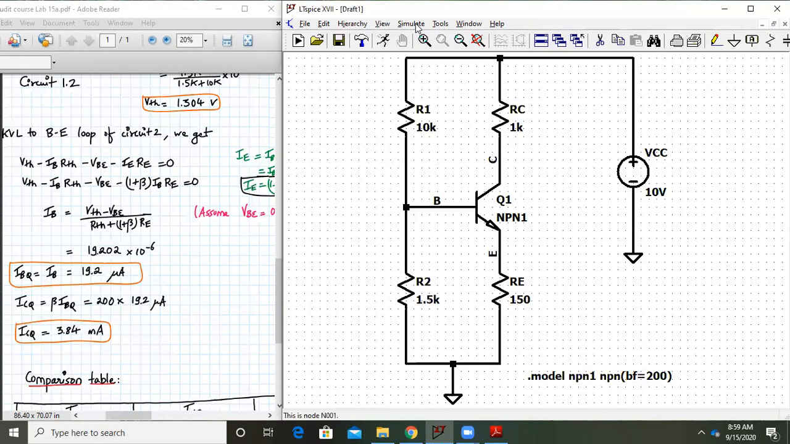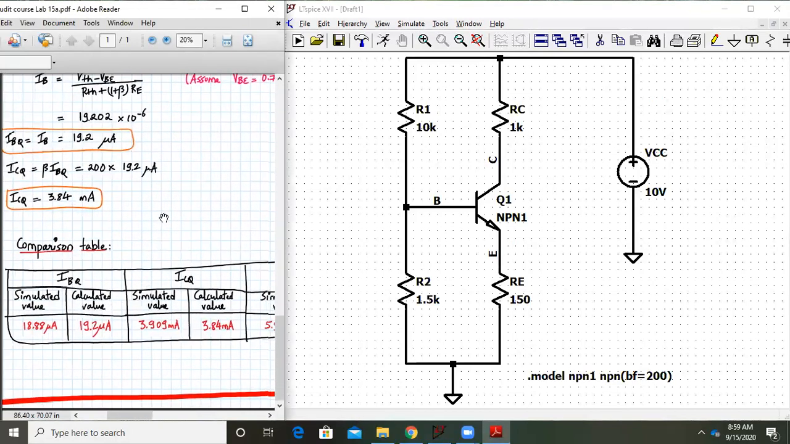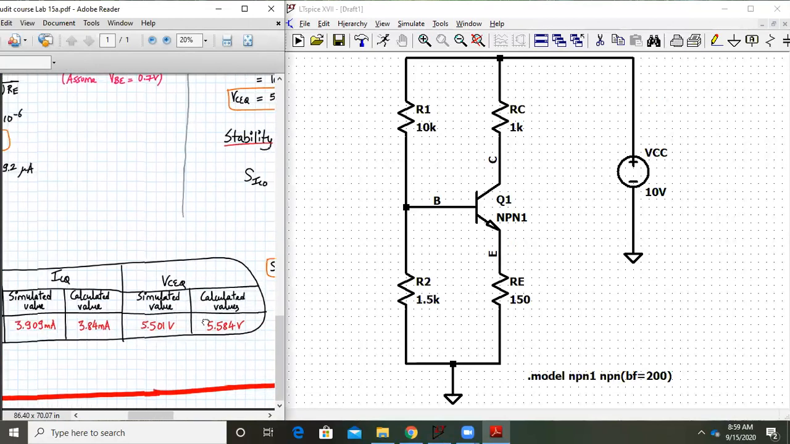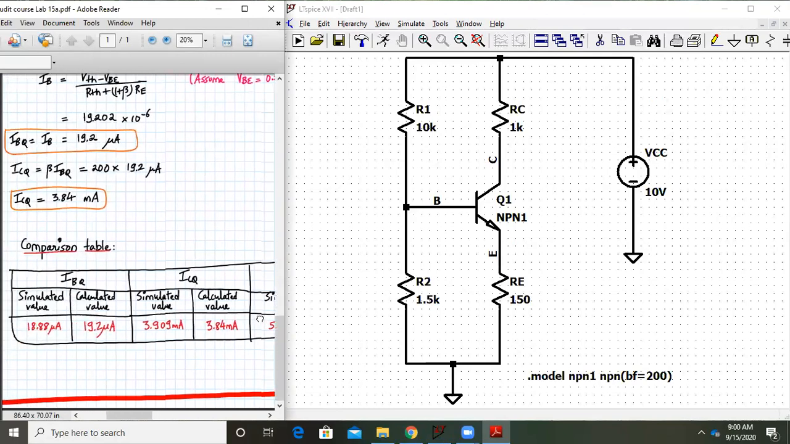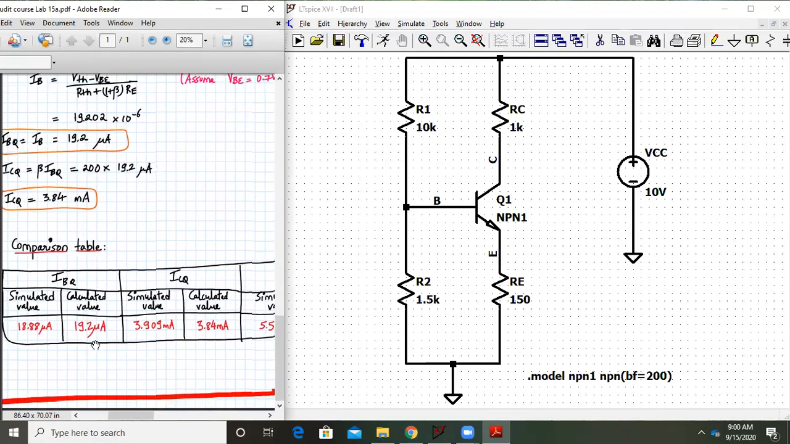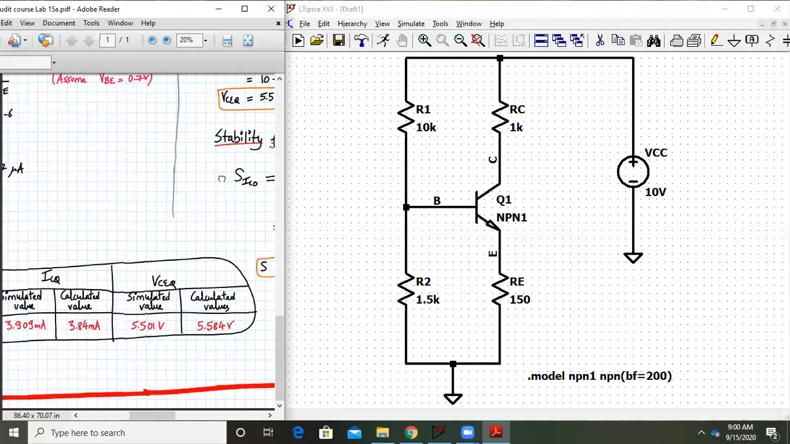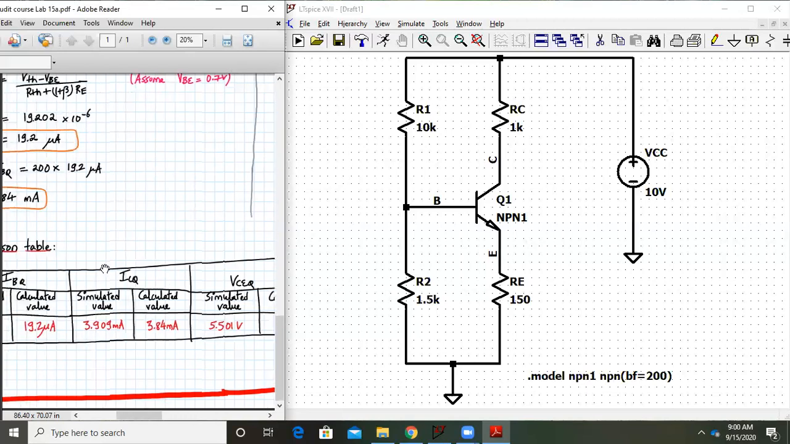So now we'll go to simulate and we need to check the values of, this is a comparison table which will be giving me the simulated value and the calculated value of IBQ, ICQ and VCEQ. So we have already found out the calculated values theoretically. So IBQ is coming out to be 19.2 microamperes, ICQ is 3.84 milliamperes and VCEQ is coming out to be 5.584 volts. So we will go to simulate in LTspice.